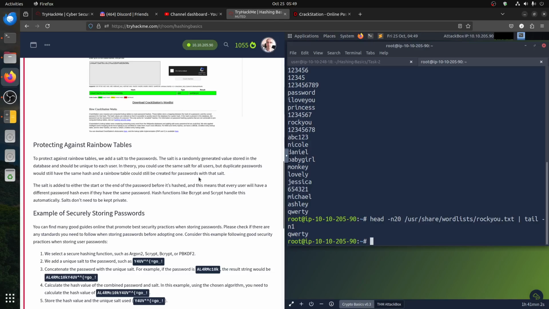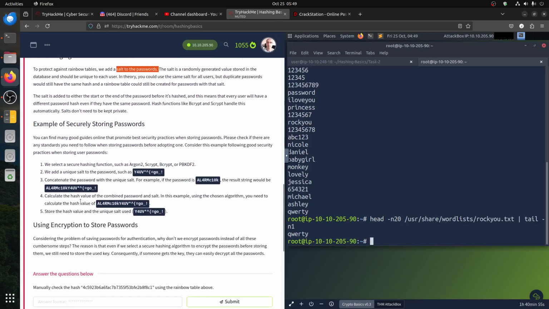To protect against rainbow tables, we add salt. That's what the modern approach usually uses, the salt. It's very well explained here. So if you have the password, we add a unique salt to the password, so it's like a random thing, the password, and then calculate the hash value. So basically, even if someone finds the hash, they don't have the salt, so it's not easy for them.